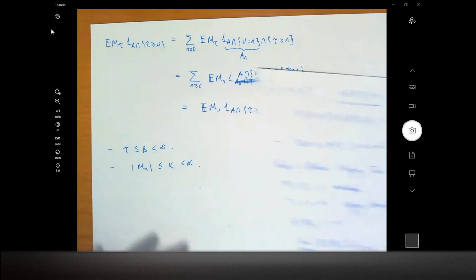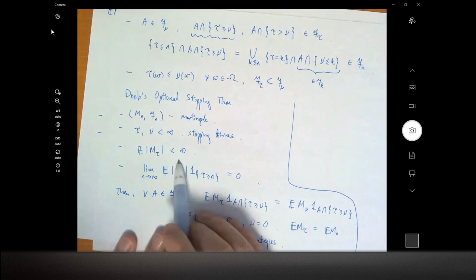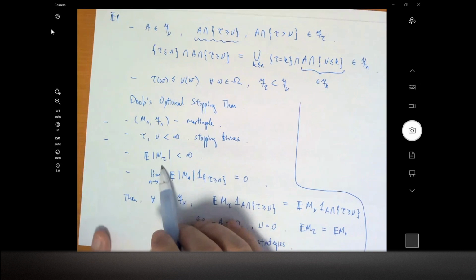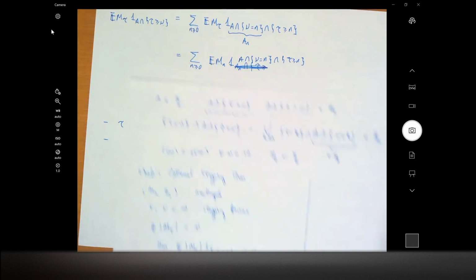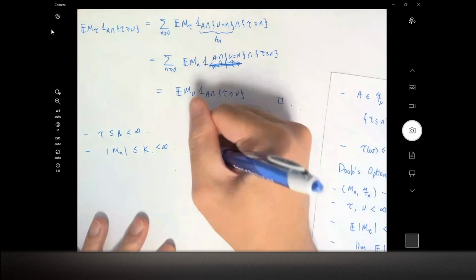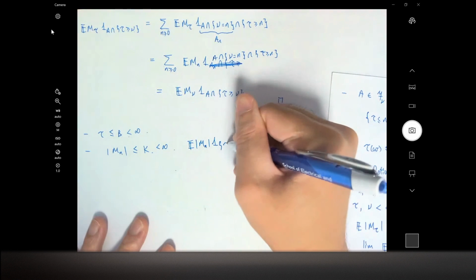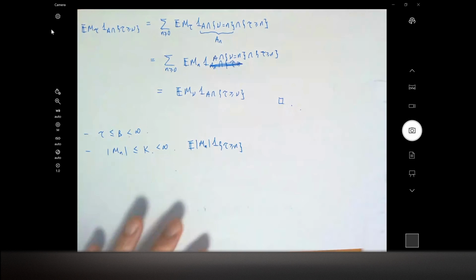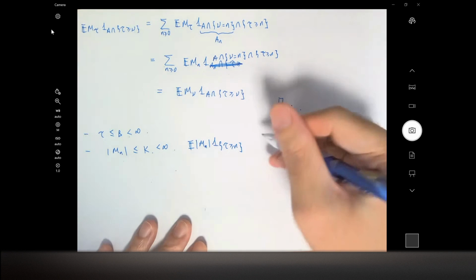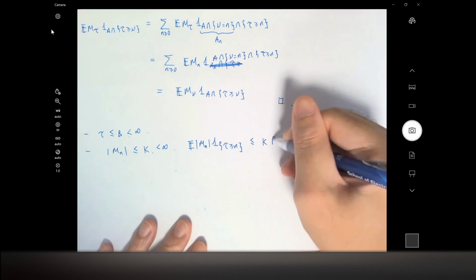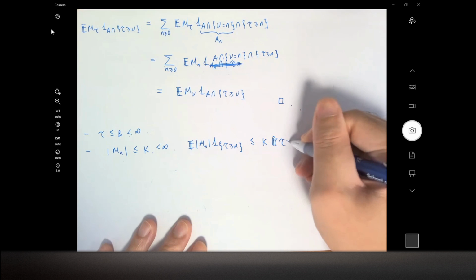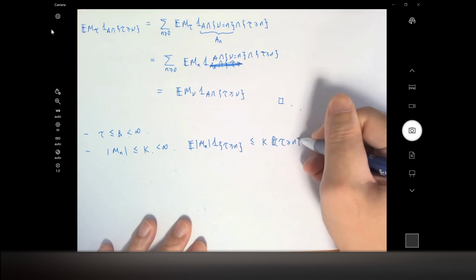Then yeah, so this will definitely hold, right? Because it's bounded by k. Now we just need to check this guy. So your expectation of Mn, okay, right? Mn is bounded by k, so this is smaller than k times the probability of tau bigger or equal to n.